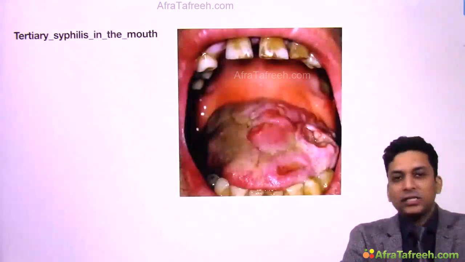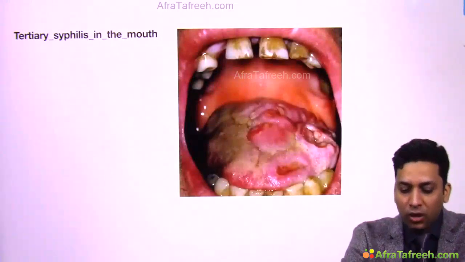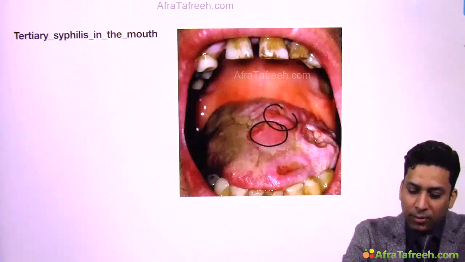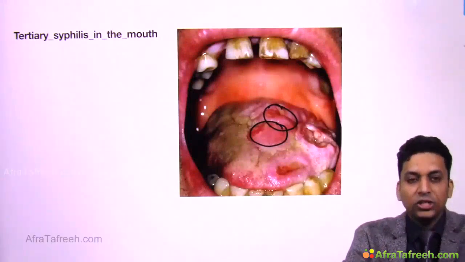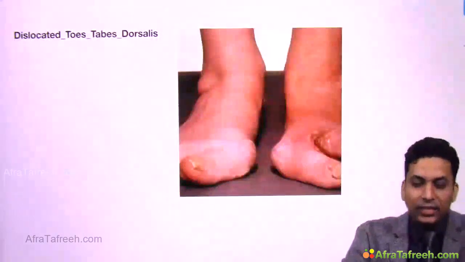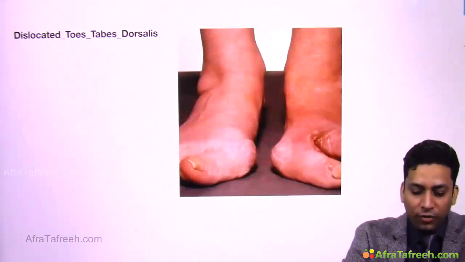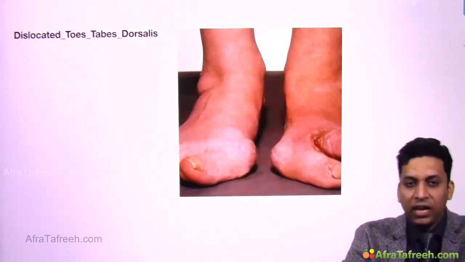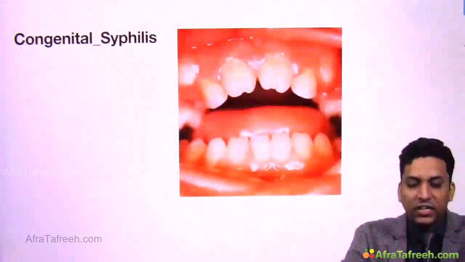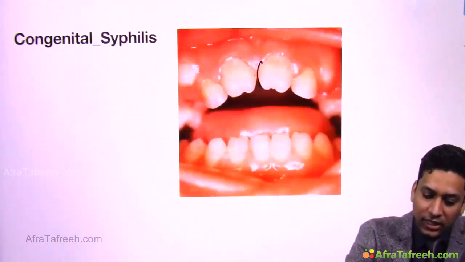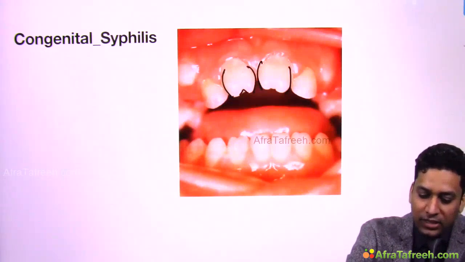Then tertiary syphilis can involve mucosa also. Like here you can see these rubbery nodules, or gummatous lesions, present over the tongue. Then tabes dorsalis is a feature of neurosyphilis. I told you these patients may have gait abnormality. Then congenital syphilis can present with Hutchinson teeth. You can see these barrel or peg shaped central upper incisors with a notch.